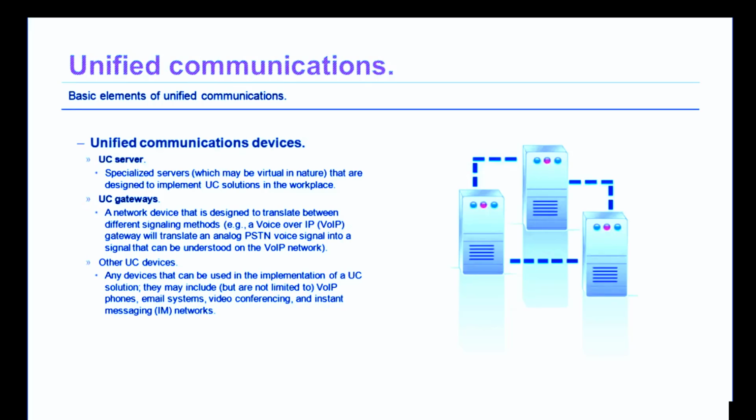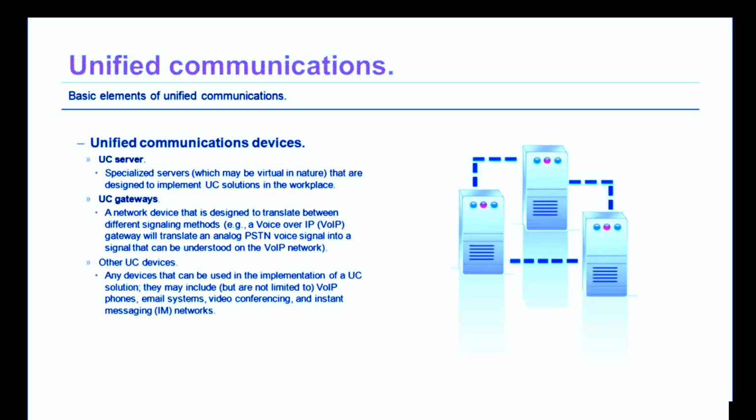First up is the UC server. These are specialized servers, which quite often are virtual in nature, that are designed to implement unified communication solutions in the workplace. The UC servers work in conjunction with UC gateways. A UC gateway is a network device that is designed to translate between different signaling methods, as in a voice over IP gateway, which will translate an analog public switched telephone network voice signal into a signal that can be understood on the VoIP network.